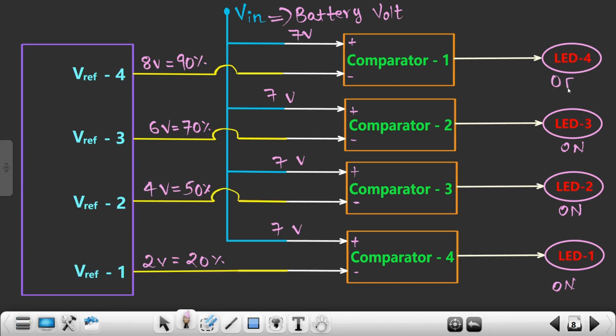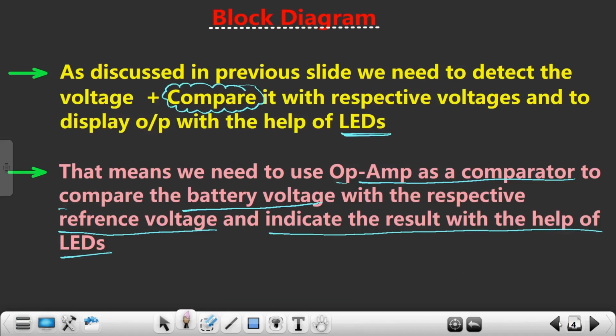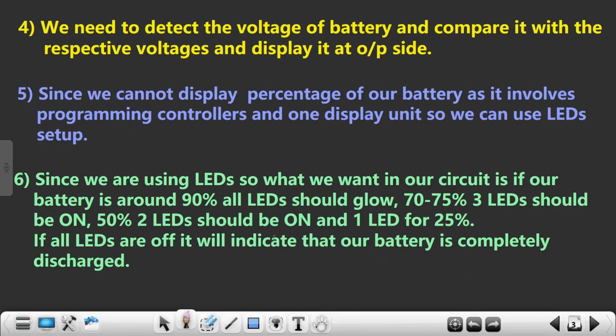Getting my point? This LED will be in off condition, and these 3 LEDs will be in on condition. And if you check very clearly, this is what I wanted. This was my desire. This is how I wanted my end result, and this is how I'm getting it, right? I hope that you are able to understand this.